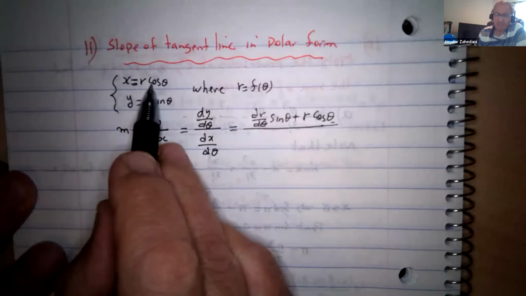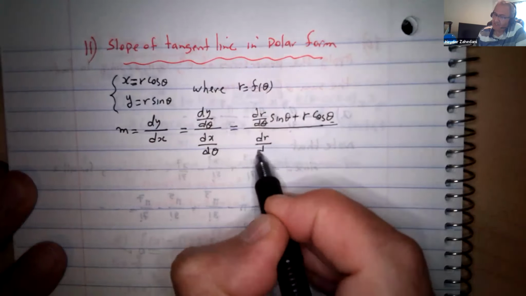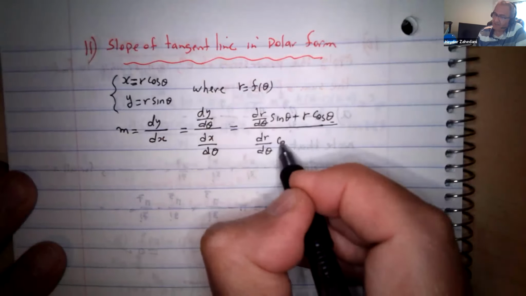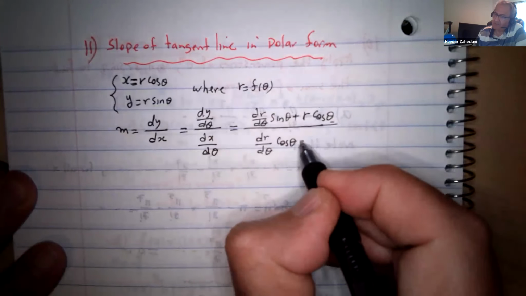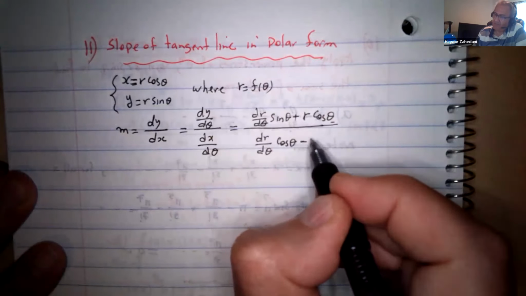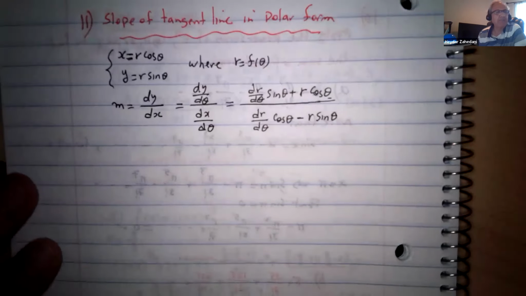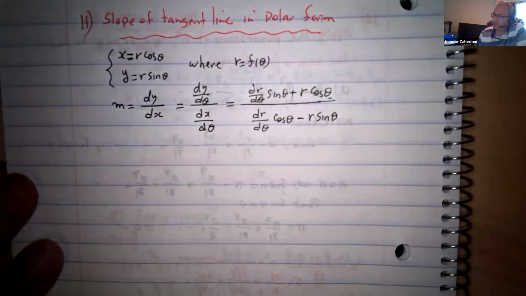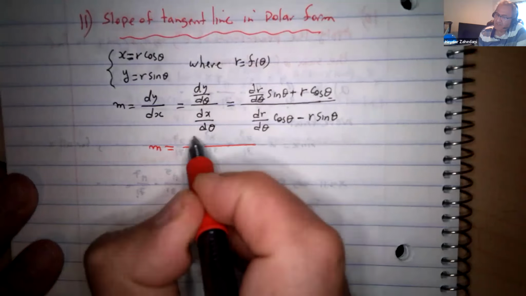The bottom one, we differentiate x, use the product rule: derivative of the first times the second, dr/d theta, cosine of theta. Derivative of the second times the first is going to be minus r sine of theta. That's your formula for this slope. We can call this f prime of theta if you like, but make sure you have the proper formula. So the slope is this one.